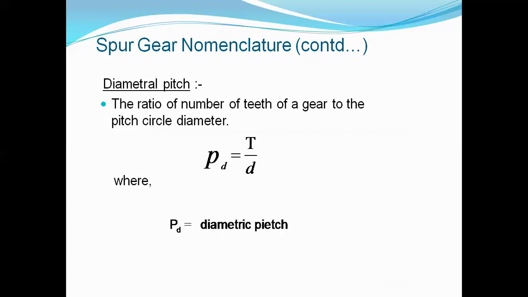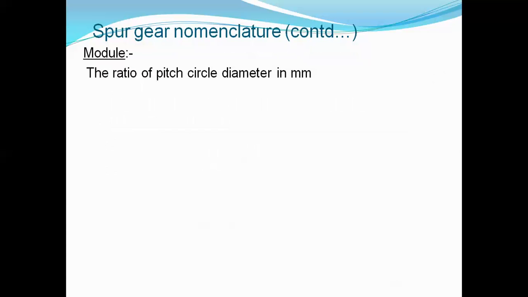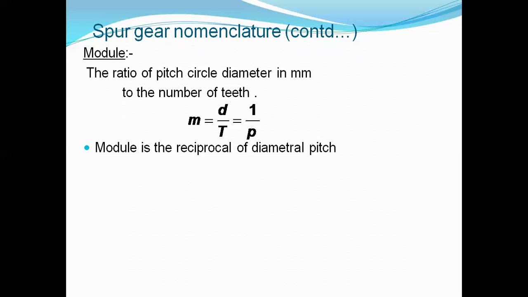Where PD is the diametral pitch. And module is the reciprocal of the pitch circle diameter, the ratio of pitch circle diameter in mm to the number of teeth. That is, it is reciprocal to the diametral pitch. Very, very important: module and the diametral pitch. That is T by D, and this is D by T. Don't get confused.